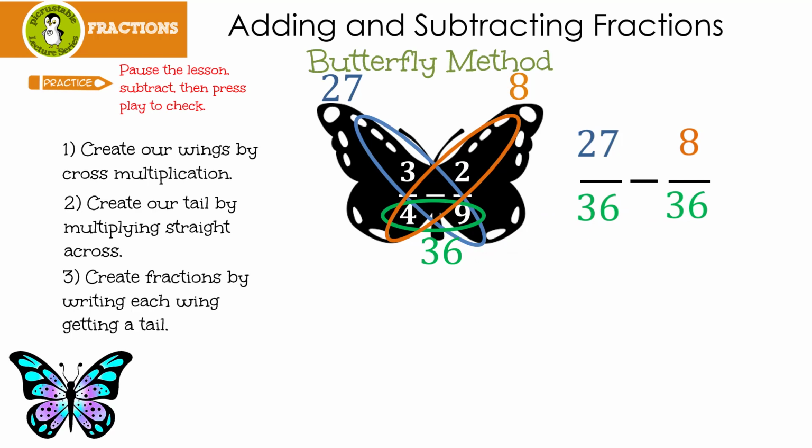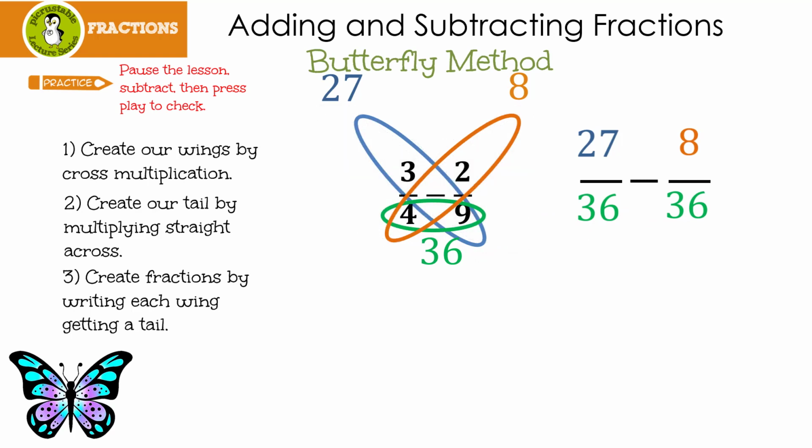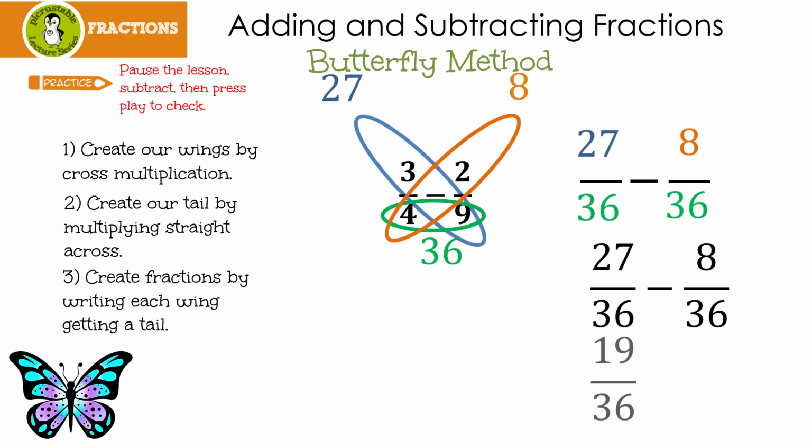Cool! Here's what it looks like without the butterfly in the background. I'm going to rewrite it without the colors. Do you notice we have a common denominator? Oh, it's so easy. Since we're subtracting, let's do it. 27 minus 8 is 19, and we keep the common denominator of 36. Since 19 over 36 doesn't reduce, that's our answer.